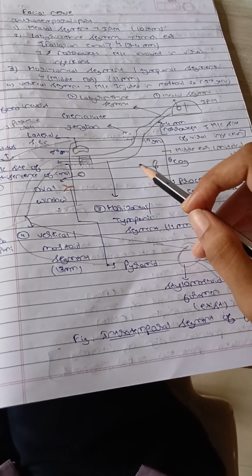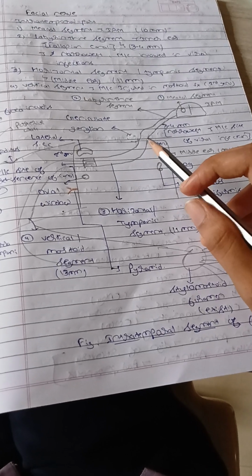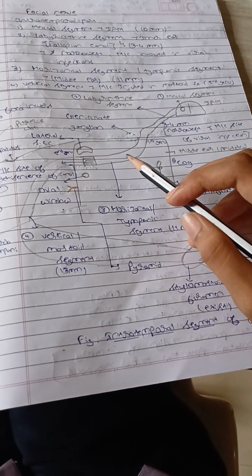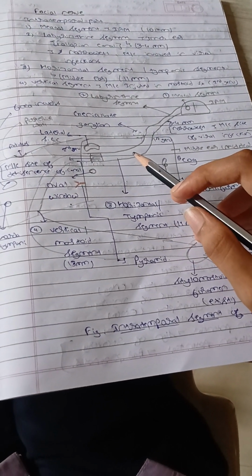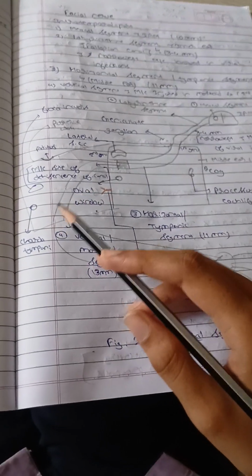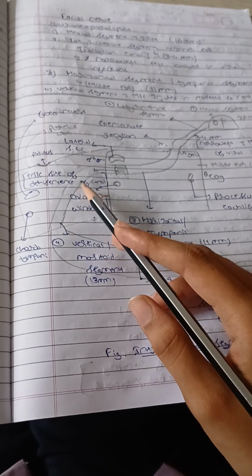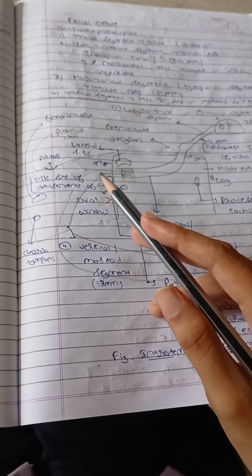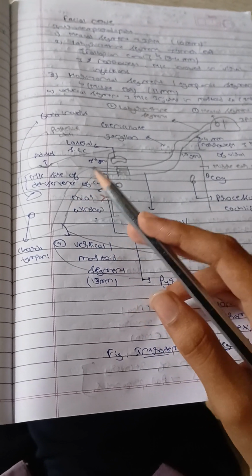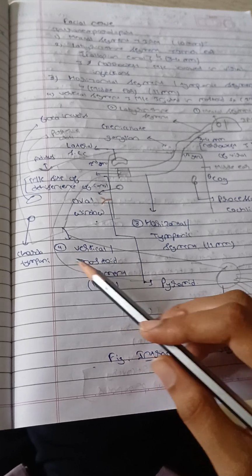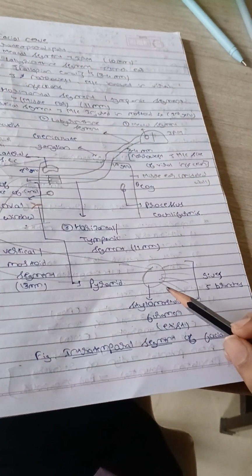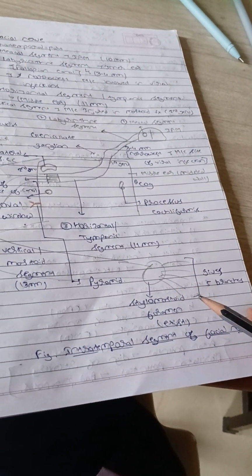This is the whole of the middle ear, then the first genu, and here comes the horizontal segment or the tympanic segment of the facial nerve. And then comes the posterior wall, in which there is the vertical segment, which is also known as the mastoid segment because it is present posteriorly. And then after that it exits through the stylomastoid foramen, and then it gives 5 branches.